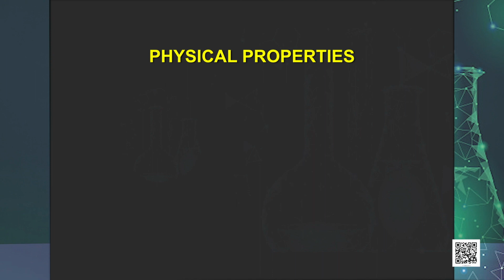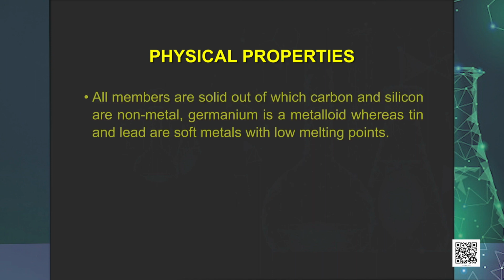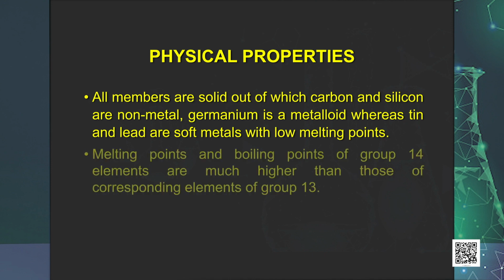Physical properties of group 14 show that all members are solid, out of which carbon and silicon are non-metals, germanium is a metalloid, whereas tin and lead are soft metals with low melting points. It is observed that melting points and boiling points of group 14 elements are much higher than those of corresponding elements of group 13. To conclude this episode, we shall recall all the discussed concepts.